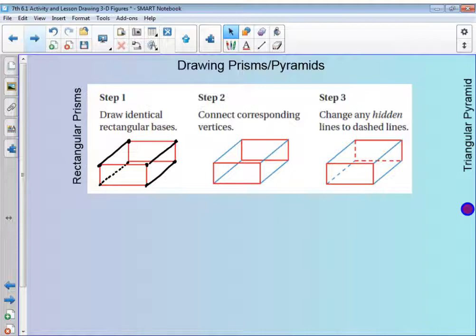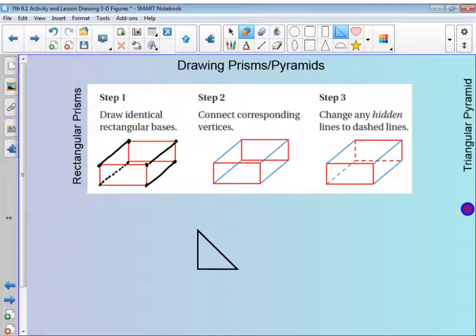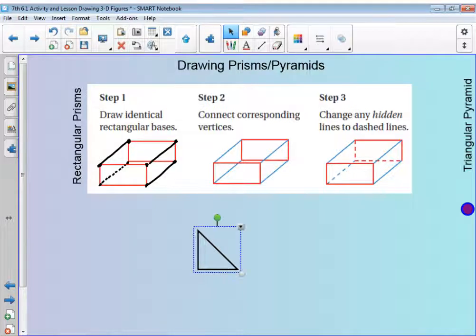Okay, let's try a triangular prism. For a triangular prism, you're going to draw two triangles and offset them. I'm going to use one from up here so that it's a nice, neat triangle. You just draw your triangle the best that you can. And I'm going to make a copy of this one so that I know that they're the same. So there's my other triangle, and I'm just going to offset them. It doesn't matter how you offset them, just offset them.